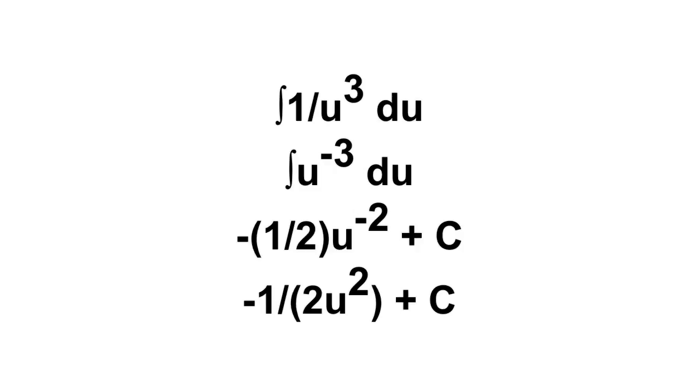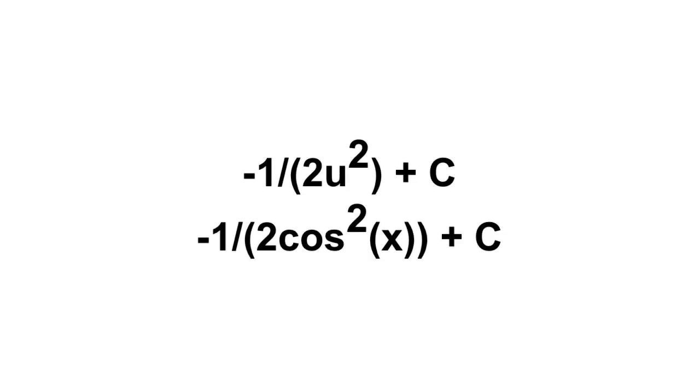Now you can easily find the antiderivative, which is negative 1/2 u to the negative 2 plus c, or it's negative 1 over 2u squared plus c. Go back to your original value of u and plug it into your answer, and you will get negative 1 over 2 cosine of x squared plus c.